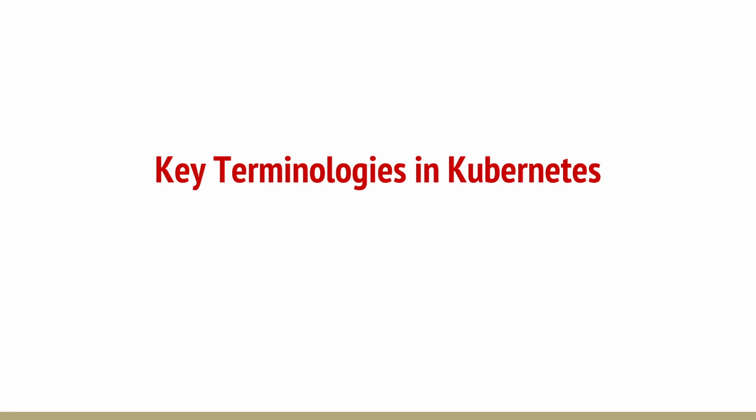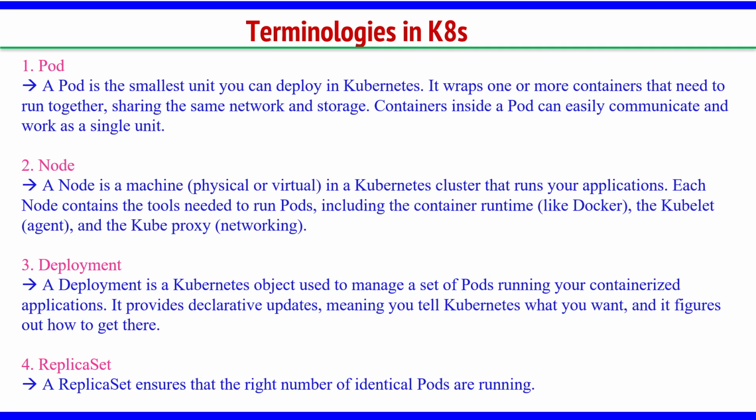Key terminologies in Kubernetes, right. So, the first one is pod. What is a pod, right? Pod is the smallest unit you can deploy in Kubernetes. Any entity you are deploying in Kubernetes, that is a pod, right. It wraps one or more containers that need to run together, sharing the same network and storage.